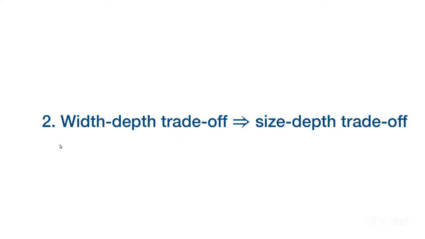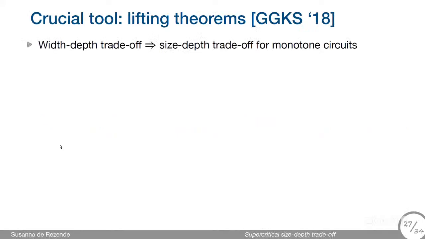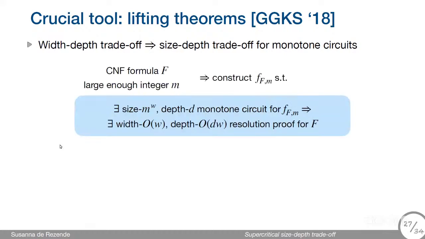So for the second part, how do we get from the width-depth trade-off to the size-depth trade-off? There's this crucial tool that was originally introduced in the 90s for formulas, for tree-like objects, and in 2018 was introduced for circuits, DAG-like objects. These are called lifting theorems.